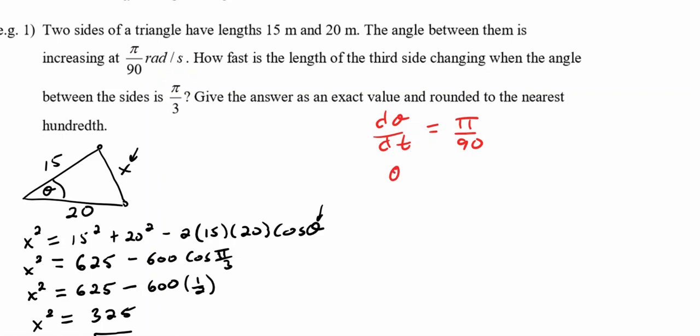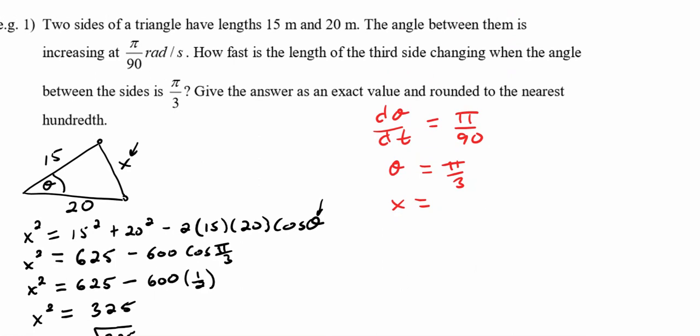We know the angle is going to be pi over 3 at that moment. We know x now. x was 5 root 13. And then the one we're looking for, what would we be looking for? It says how fast is the length of the third side changing? So what would that look like? Yeah, exactly, that'd be dx dt. How fast is the length changing with respect to time? Okay, so that's the one we're after.